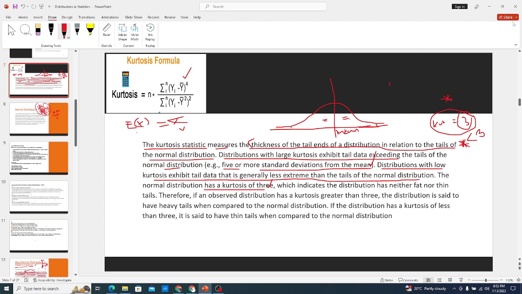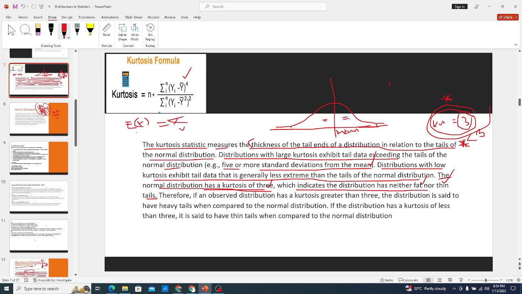Okay, let's see what the notes are saying. The normal distribution has a kurtosis of 3, which indicates the distribution has neither fat nor thin tails. That is, a kurtosis of 3 means we have standard tails, a standard thinness or thickness of the tails.